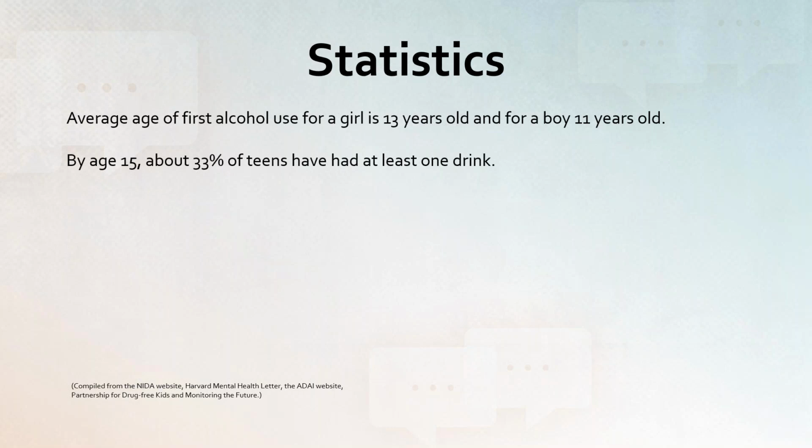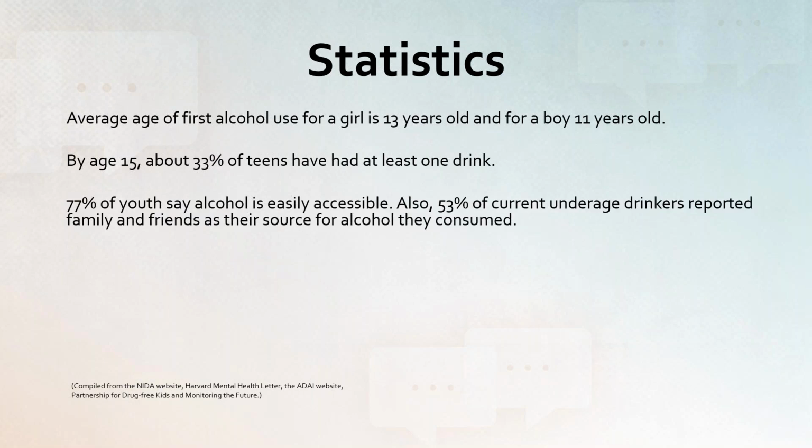By age 15, 33% of teens have had at least one alcoholic beverage, and 77% of youth say alcohol is easy to get. It's in our homes, it's in the refrigerators, it's in refrigerators in garages or bars that are in the house, it's at friends' houses, it's at relatives' houses. It's around, it's easy to get. 53% of current underage drinkers reported friends and family as their source for the alcohol they consume.